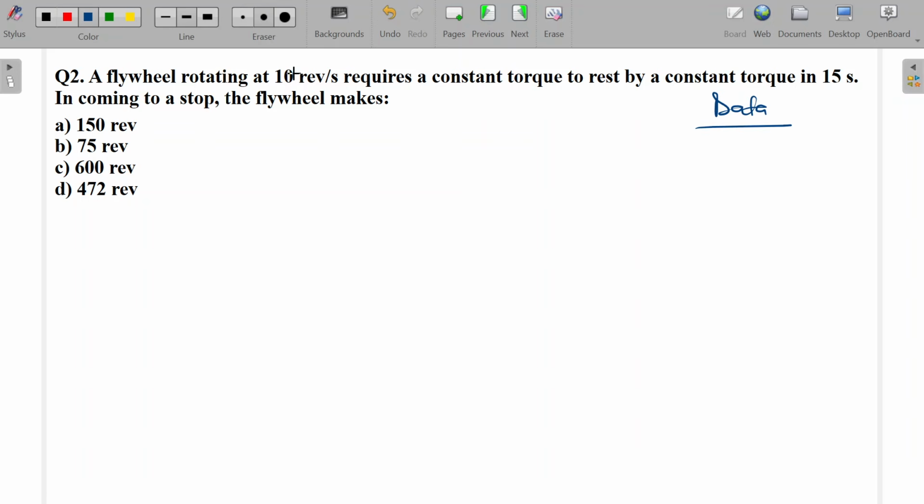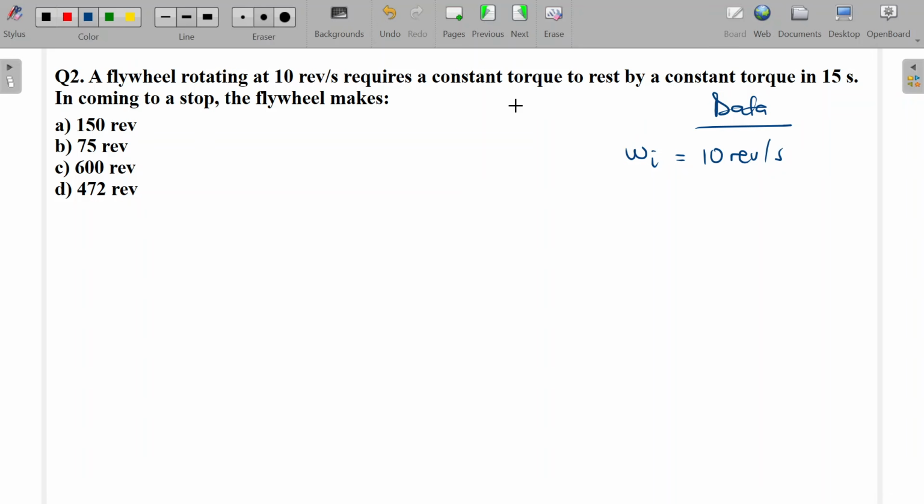They've given us that this flywheel is rotating. So now we need to understand that our W initial, which is our omega initial, our initial angular velocity, is equivalent to 10 revolutions per second. Now they are saying that it requires a constant torque. A torque is the turning effect of a force. So in short, it is a rotational force. Okay, torque is more like a rotational force.